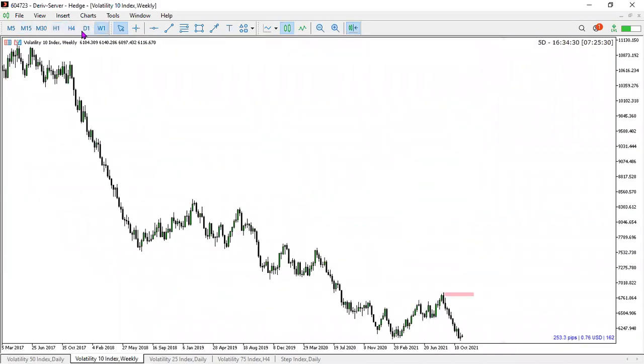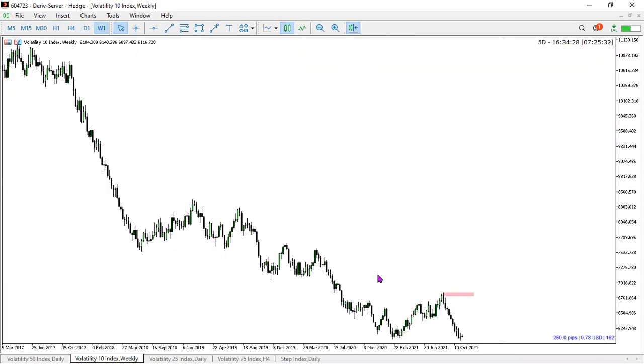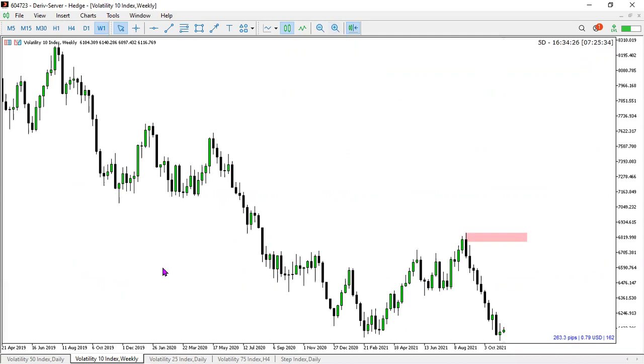So coming down to volatility 10, we're going to look at the weekly time frame again. Looking at the weekly, we can see again, volatility 10 has been in a long-term downtrend, right? We can see that we had this lower high, which broke market structure, forming this lower low, lower high, lower low, lower high, lower low. We had this push to the upside, which broke market structure. I'm considering this as one push, right? So from here to there is one push to the upside.